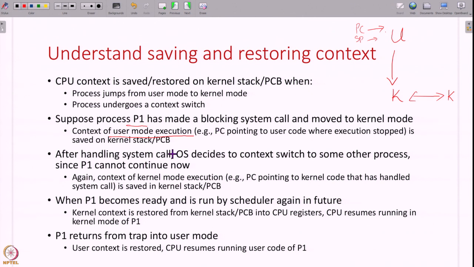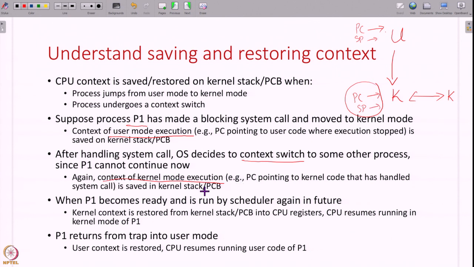But now, if you are doing a context switch after handling the system call, what is the context you are saving? This is the context of the kernel mode execution, where in the kernel mode you are pausing. The program counter is pointing to some OS code that has handled the system call, the stack pointer is pointing to some location on the kernel stack, right? This is a different context, and this context also you will save.